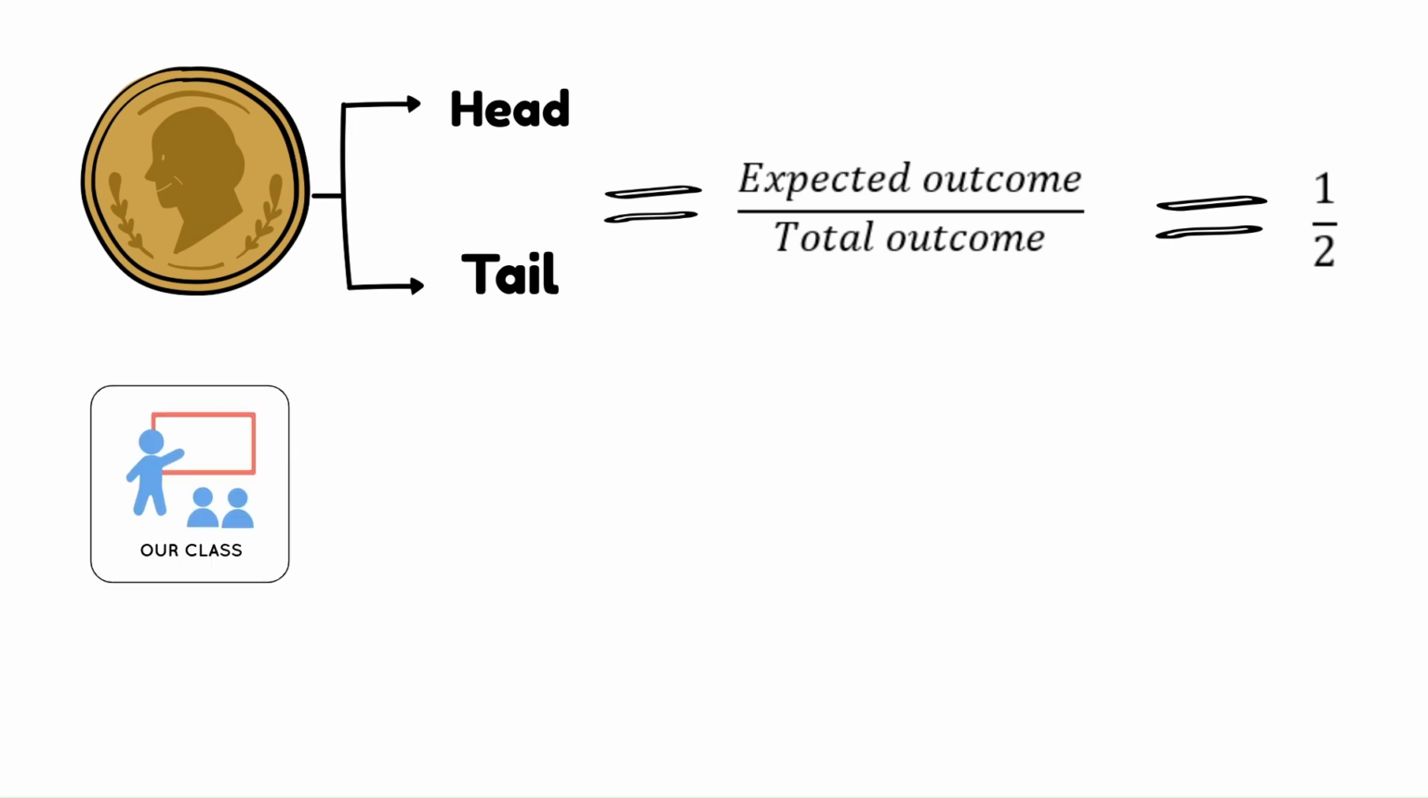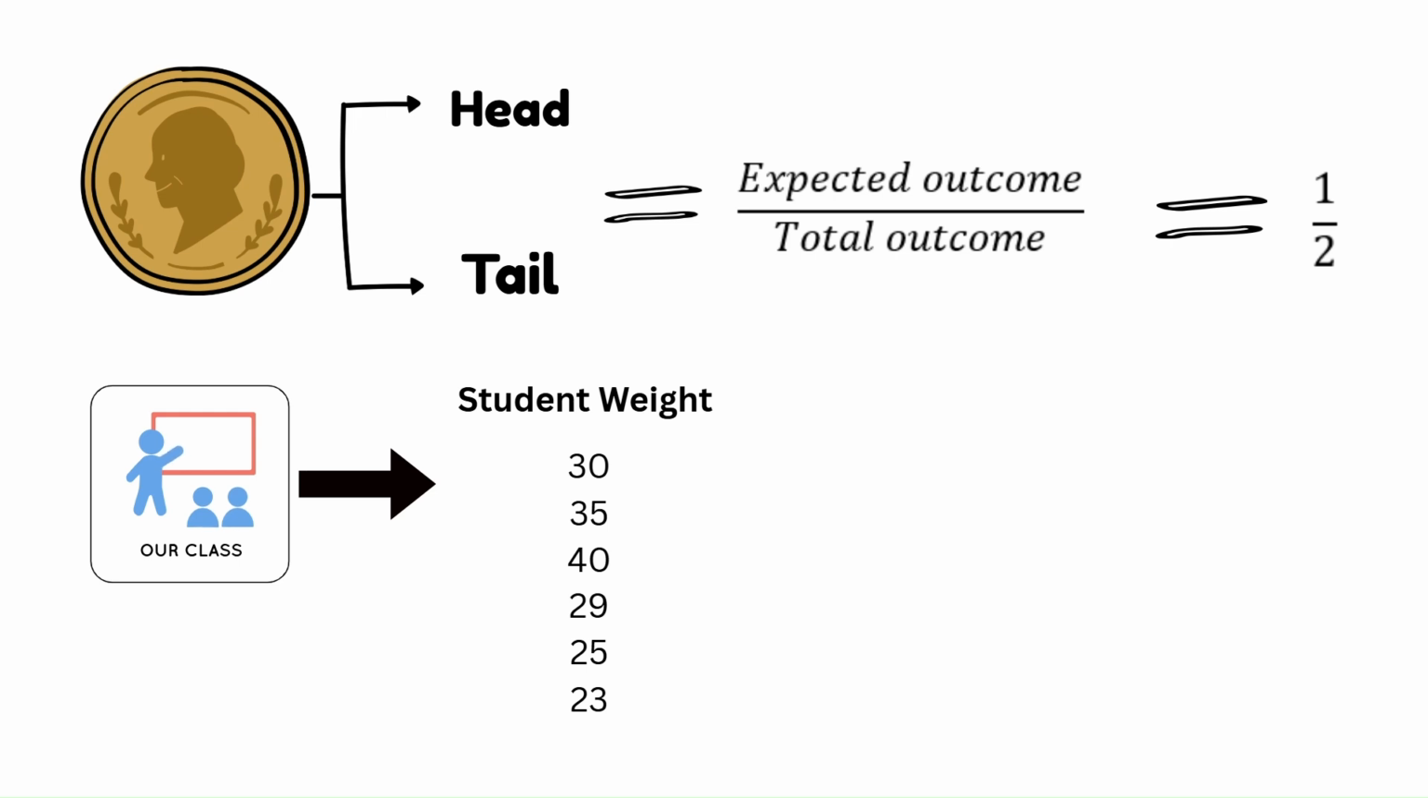So now we look into another example, which is our class. In our class, there are five students, and we compare the student weights. They are 30, 35, 40, 29, 25, 23. These are the weights of the students, and we need to know the average weight of the whole class. So what we do is sum all of these. We get 192. So we find the mean, which is nothing but the average.